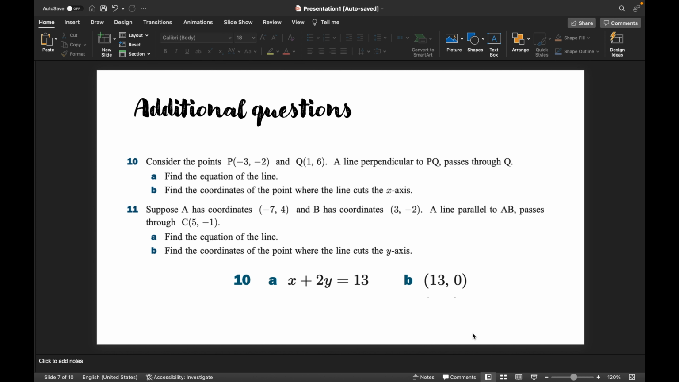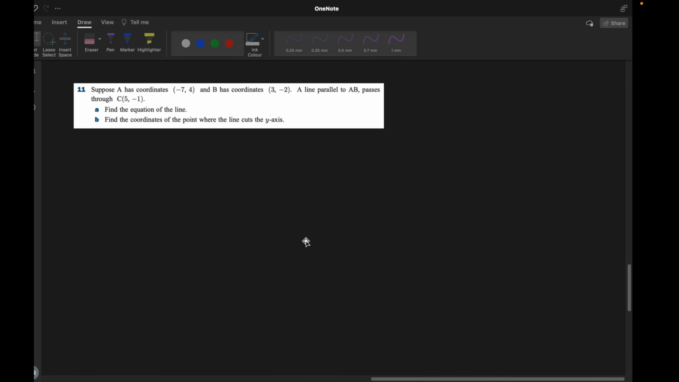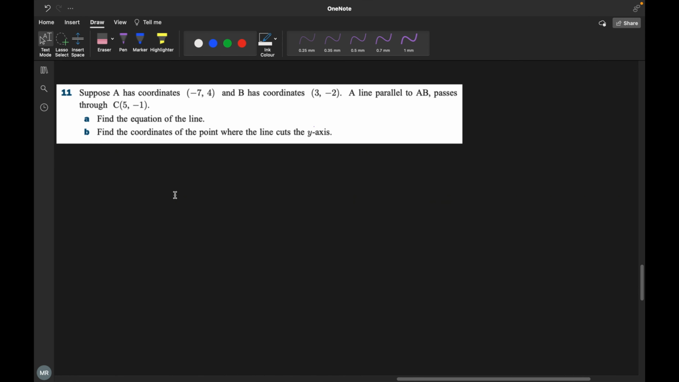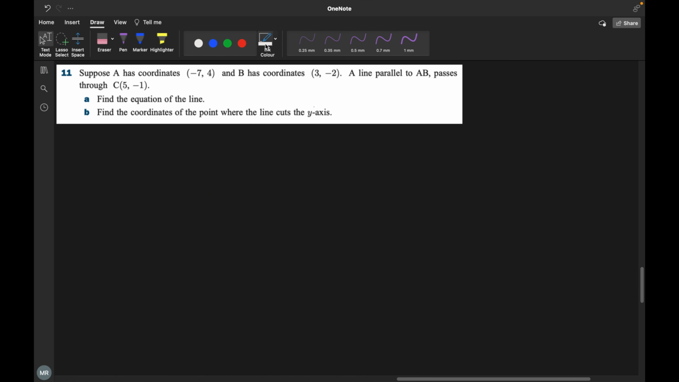So yeah, the next question states the following. Suppose A has the coordinates of -7, 4 and B has coordinates of 3, -2. A line parallel to AB passes through C, which is 5, -1. We have to find the equation of the line.